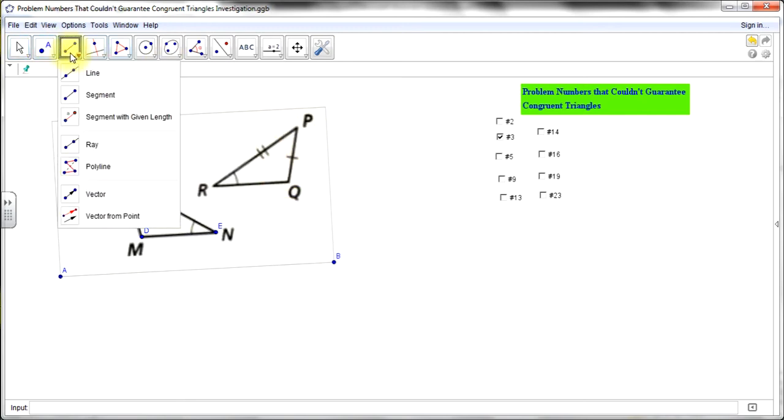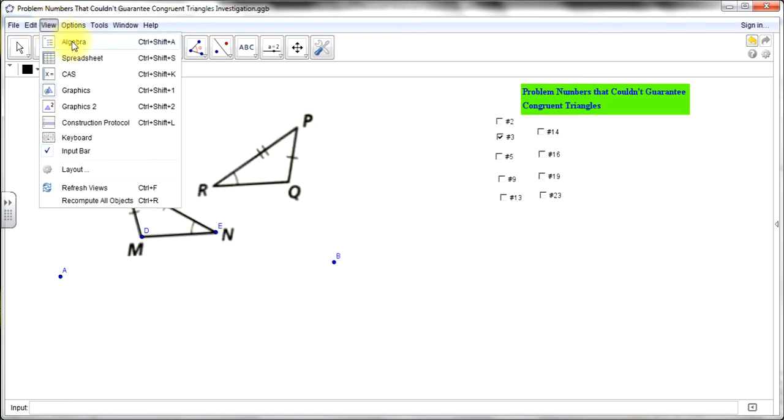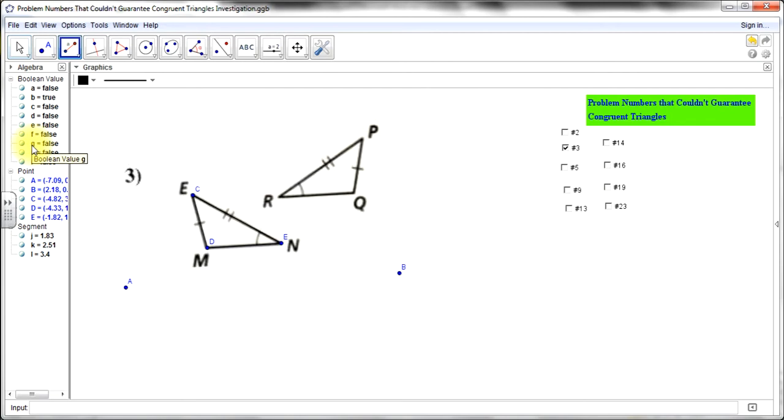Okay, so now I'm going to grab my segment with given length tool, and since I have an angle in this one, if you have your algebra window showing, I don't have mine in this podcast here. I want to see it though. So I'm going to click view and click algebra, but if you see yours, don't do that step. I just wanted to see mine. Okay, now the next thing that I want to do, since we have these segments here, let's actually show what this angle is right here.